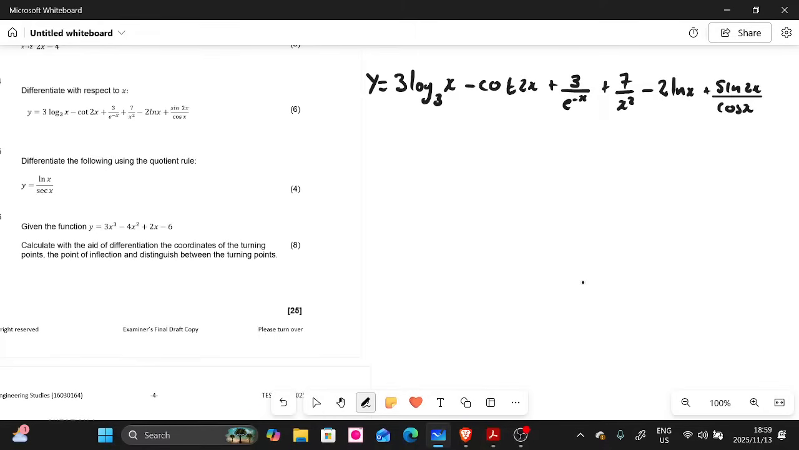The first term is 3 log base 3 of x, minus cot 2x, plus 3 over e to the power of negative x, plus 7 over x squared, minus ln x, minus 2 ln x, yes, plus sine 2x over x, right? This one here, guys, will really require you to work. You need to know your trigonometry, you need to know your simplification.